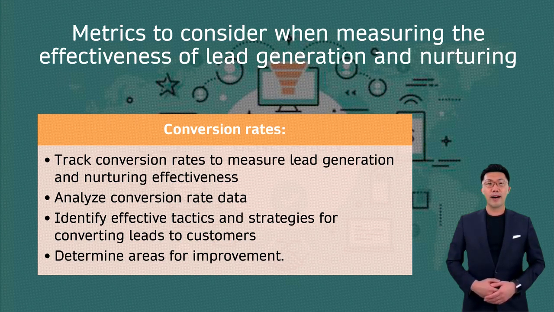Tools such as Google Analytics, email marketing software, and marketing automation platforms can be used to track and analyze these and other metrics. By tracking and analyzing relevant data, brands can identify areas for improvement and optimize their lead generation and nurturing efforts to drive better results.